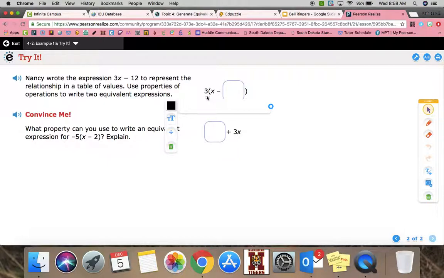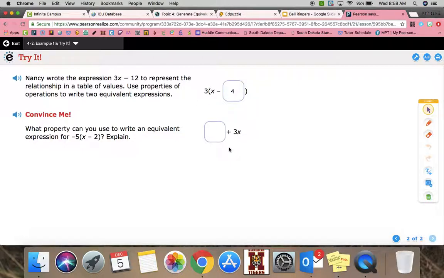Okay, so you write that outside of your parentheses, and then what goes inside is what these two terms over here are divided by that greatest common factor. So 3x divided by 3 is going to leave you with just x. That's right here. 12 divided by 3 is going to give you 4. So that's what's going to go in this other blank over here. So that's one equivalent expression. 3 times the value x minus 4 is the same as 3x minus 12.